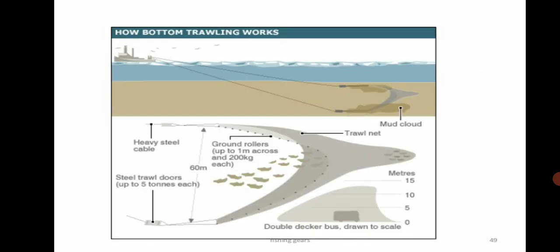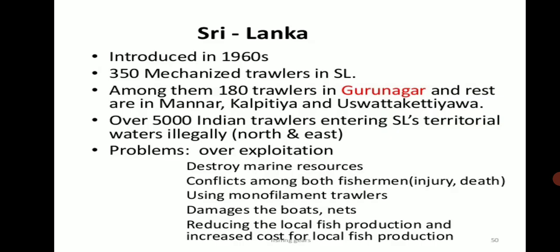How does bottom trawling work? Mud cloud. The trawl net ground rope up to 1 cm across, 200 kg each, 60 meters, that is a heavy cable, and steel trawl doors, each about 5 meters. Compared with a double-decker bus, drawing to scale. Sri Lanka introduced trawling in the 1960s.